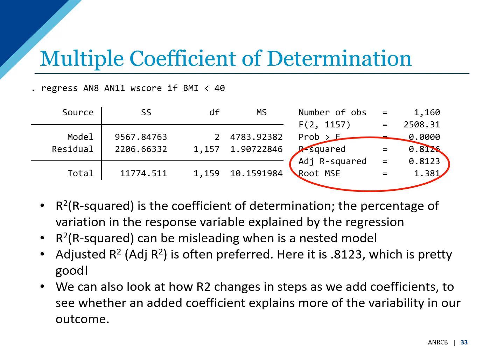Finally, we look at the R-squared, or the coefficient of determination for the model, which denotes the proportion of variation in the response explained by the regression. R-squared can be misleading when comparing nested models, so an adjusted R-square is often preferred because it accounts for the number of parameters in the regression model. Here, we see that the adjusted R-squared is 0.8123, which is pretty good. That means 81% of the variation in weight can be explained by the model. We can also look at how R-squared changes in steps as we add coefficients to see whether an added coefficient explains more of the variability in our outcome.